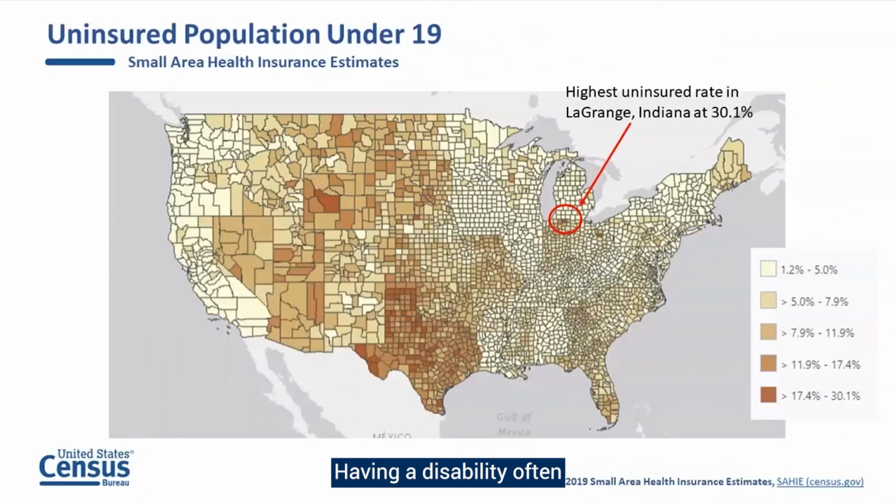Having a disability often involves some kind of medical care to treat the condition. And this map shows the uninsured population under 19 by county. This data comes from the Small Area Health Insurance Estimates. And the map comes from the tool, the Small Area Health Insurance Estimates tool. And here we see large percentages of uninsured in Texas and Wyoming. And the highest uninsured rate was in LaGrange County, Indiana, at 30.1%.